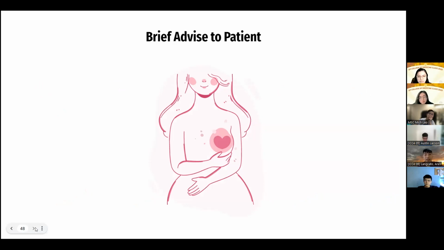So given that we now know the prevention methods and the screening of our patient, we're going now to give a brief advice to our patient.